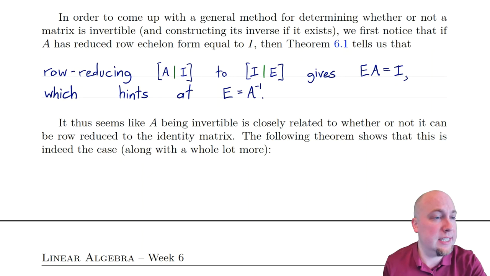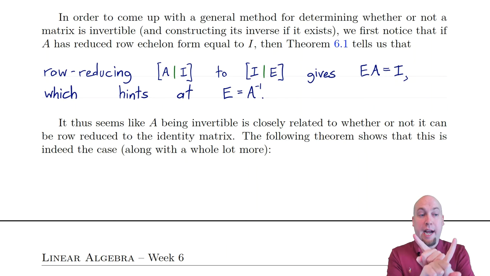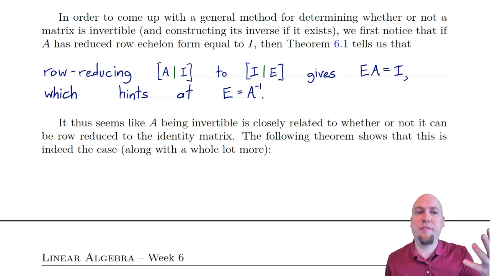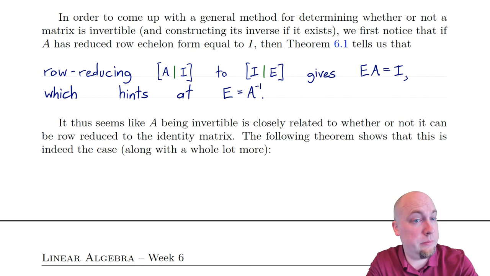Okay, and that seems a little bit suggestive, right? Here we've got a product of two matrices that's the identity matrix. Does that mean that E is the inverse of A? I mean, not right away, because remember, for inverses, you need to be able to multiply them in either order and get the identity matrix, but certainly it seems suggestive of that, right? All right, so that's sort of the idea here. If we were able to row reduce A down to the identity matrix, it seems kind of like maybe it should be invertible. And that's going to be true. We're going to prove that. Well, we're going to prove pieces of that.